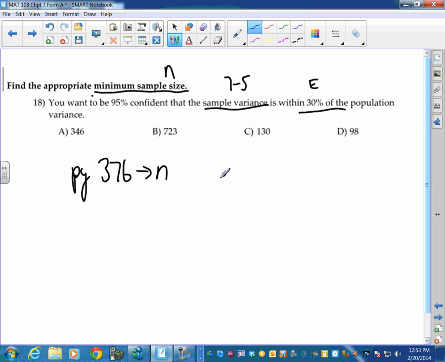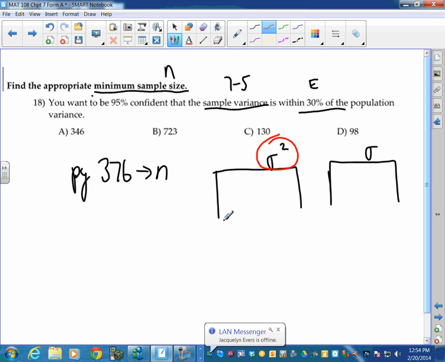Did you find the page? Yep. So, is it the variance? Which column are you using, the one on the left or the one on the right? All right, so I'm using this one, and I go down to what number? 30%. I slide over, and the answer is just 98? Yeah. Okay, what would you draw? I'm going to get to that. What page is this? 376.